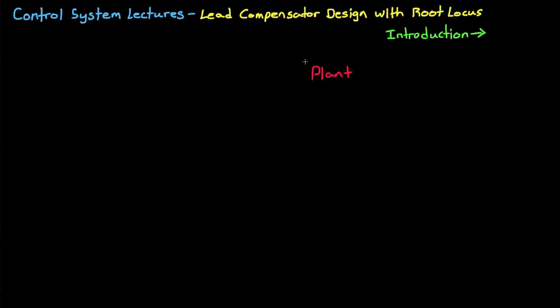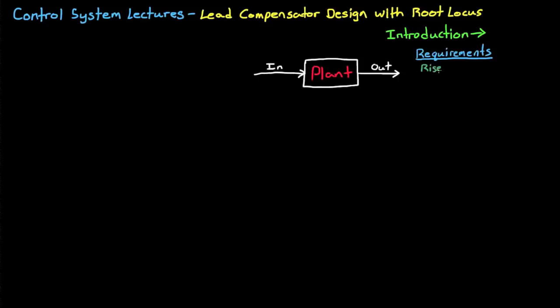Let's say that you're designing a system and you already have a model of your open loop plant. Now you might have developed your model from your real physical system using a method called system identification, or you might have just been given a transfer function from your professor as a good example. Either way, the methods for designing a lead compensator are the same.